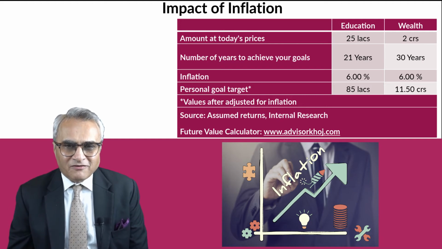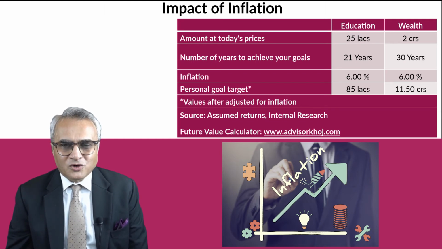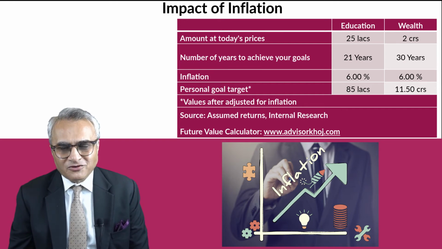At 6% inflation, for that 25 lakhs over the next 21 years, the investor would actually need 85 lakh rupees and not 25 lakh rupees, which is at today's cost. The same investor who wants to accumulate 2 crore rupees over the next 30 years for his retirement will actually need 11.5 crores, inflation adjusted at 6%, and not 2 crores at today's cost.